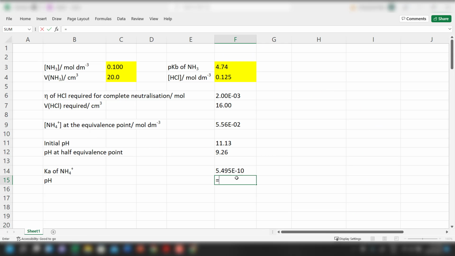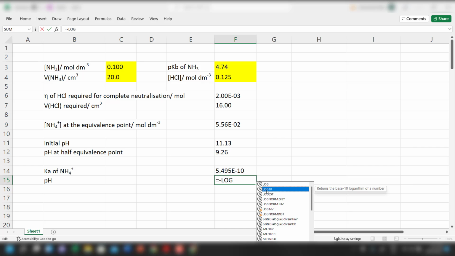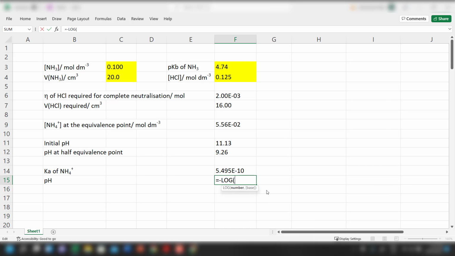So that will be equals to minus log base 10. I'm going to input the numbers. That will be the concentration of this ammonium multiplied by the Ka, and then to the power of 0.5. So we get 5.26 over here. That's the pH at the equivalence point.